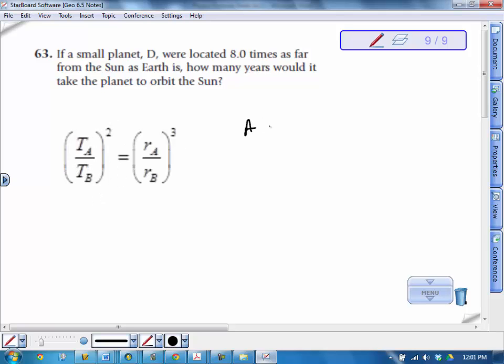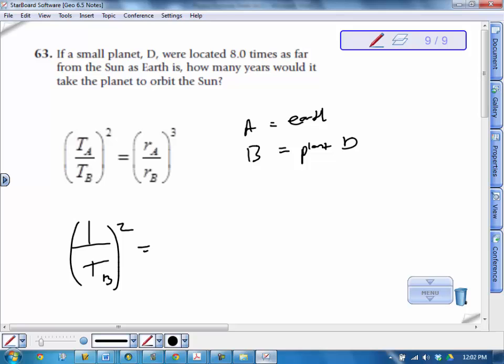So we'll call planet A the Earth, and some small planet, planet D, we'll call B on our formula. The period that it takes the Earth, we'll say 1 year again. So we're trying to find out how many years it would take this planet to orbit the Sun. And the distance that the Earth is away, we'll call 1, in which case this planet's 8 times as far, so we can call that 8.